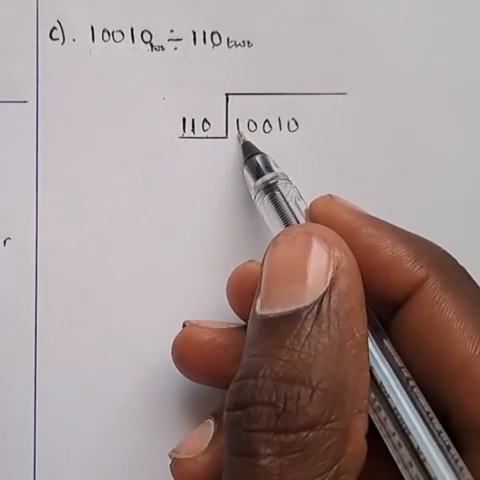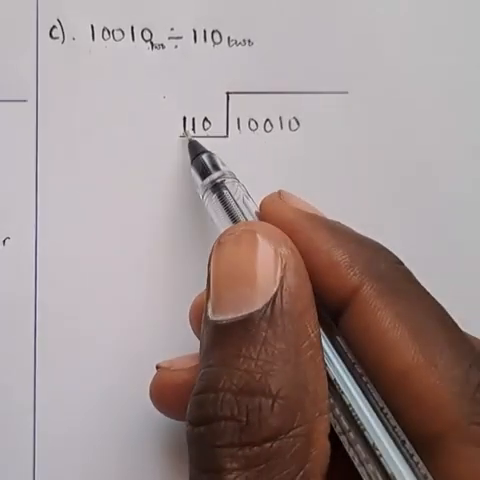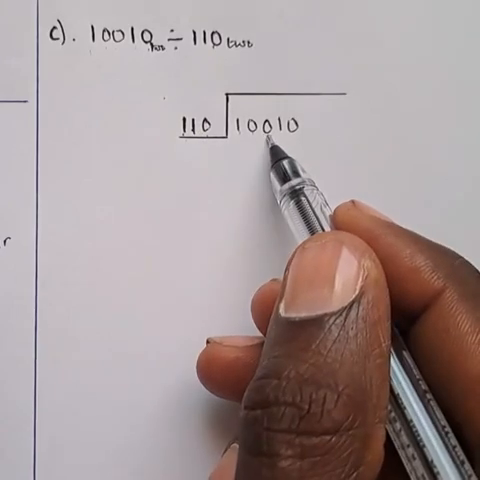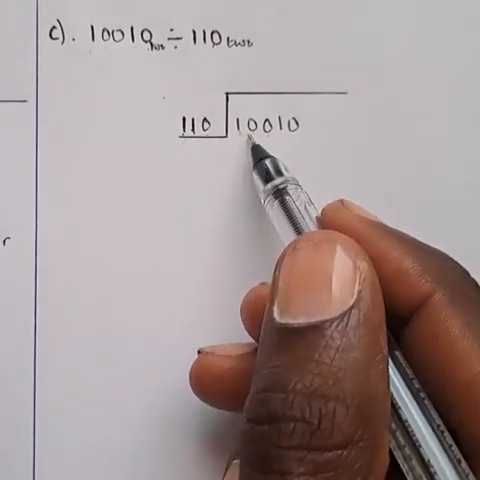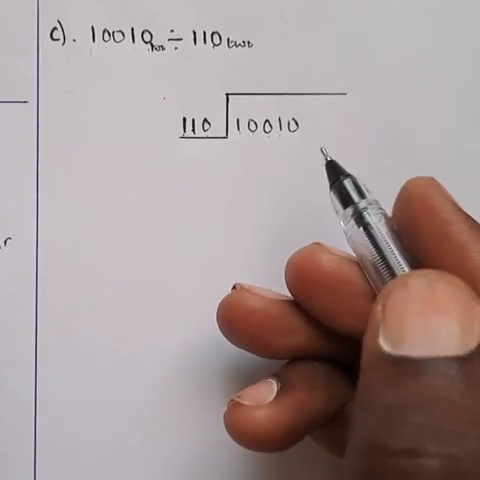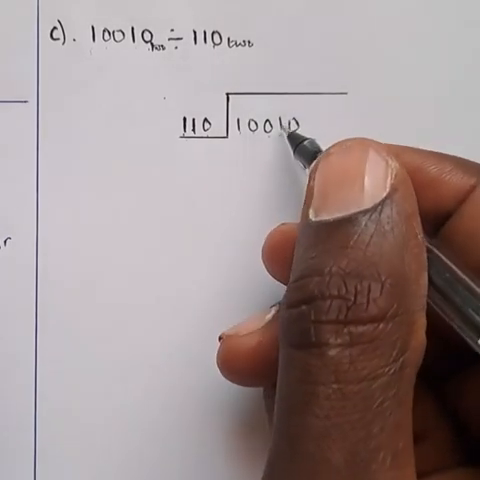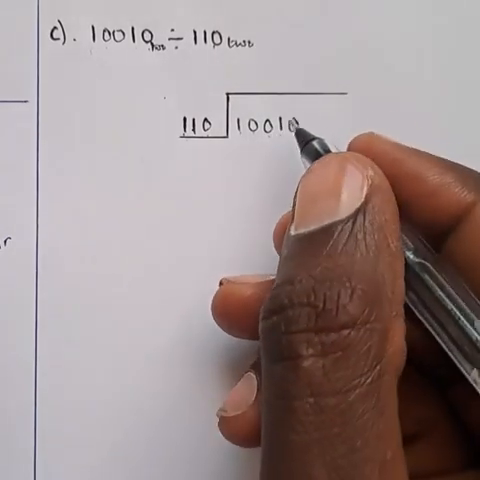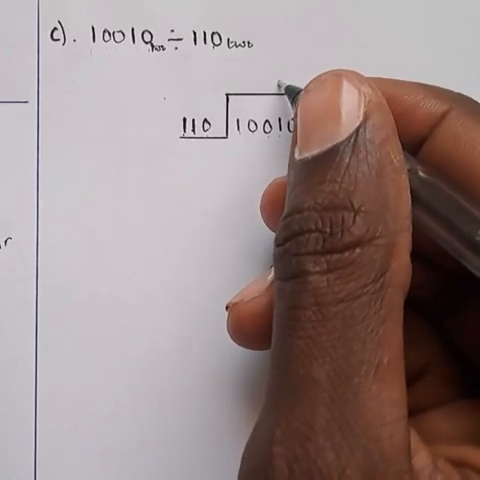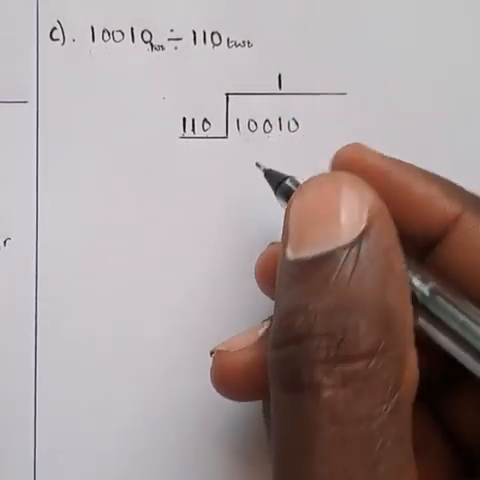Okay, so again we start step by step. 110 into 1, it can't. 110 into 10, it can't still. 110 into 100, still it can't. 110 into 1001, here it can. So don't mind about how many times it's got there, just put 1 because we cannot have a number more than 1 there. So just put 1 there because these are in base 2, and then we're going to find the remainder, especially after dividing there.